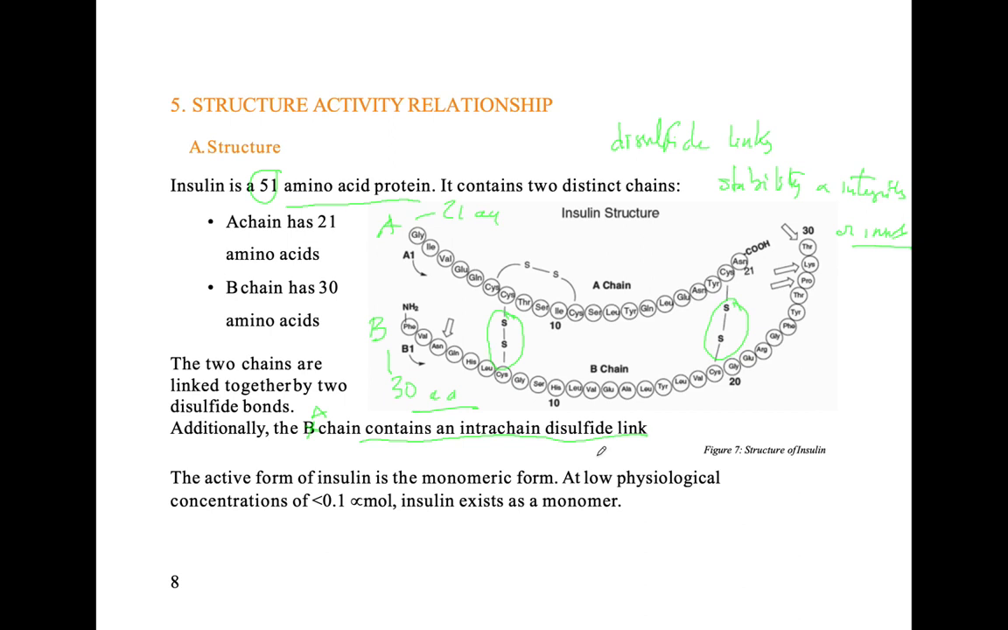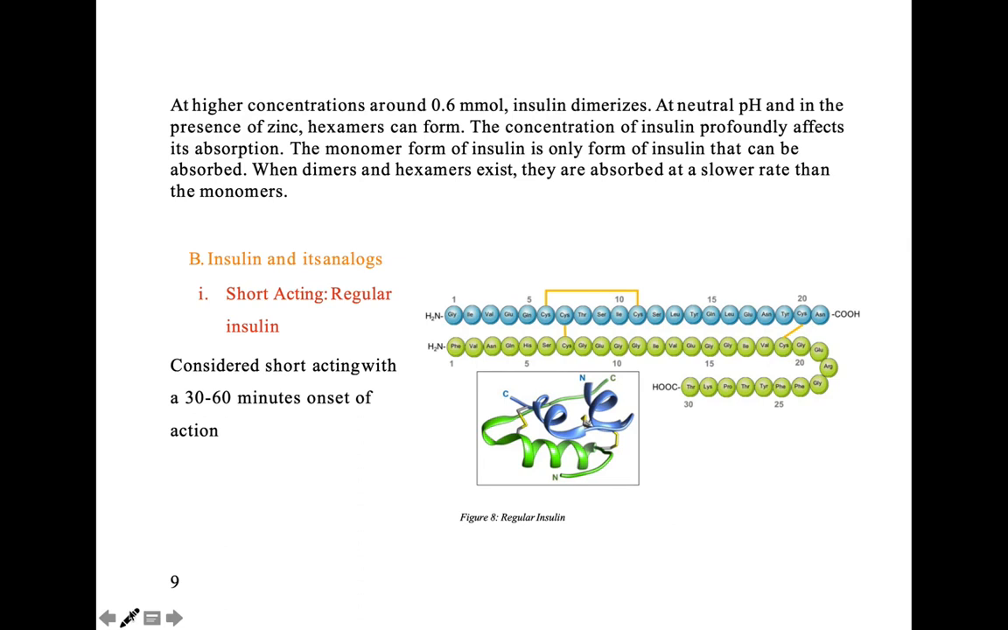Again, at low physiological concentration, insulin is going to exist as a monomer. At higher physiological concentration, or even when it's in vials to be dispensed, insulin can dimerize and even form hexamers. All right. So let's talk about the effect of dimerization or hexamers. Now, we mentioned that the active form of insulin is actually the monomer. When dimers and hexamers exist, they are absorbed at a slower rate than monomers.